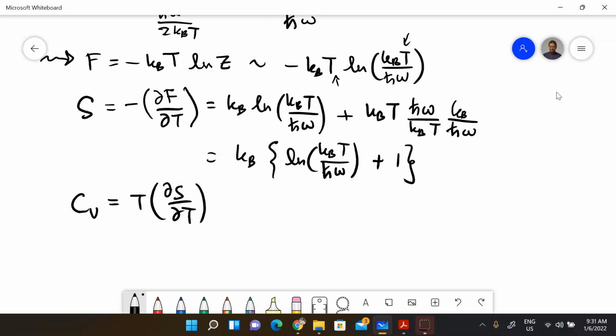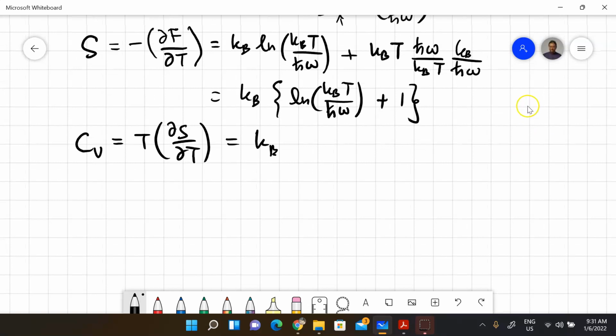So again here, I think you can do the differentiation yourself. I'm just going to write down the answer. So essentially the vibrational mode just gives you a contribution of kB at high temperatures. Okay. Now the other extreme will be the low temperatures.